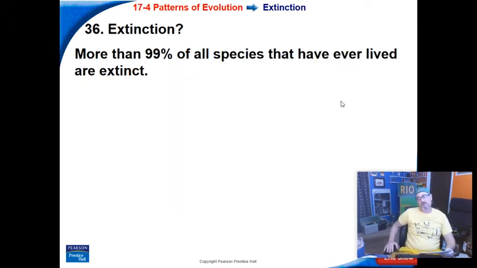We've talked about this before. More than 99% of all species that have ever lived on this planet are extinct, which means that the biodiversity we have today represents less than 1% of all of the living things on this planet, back to when the first life forms evolved.